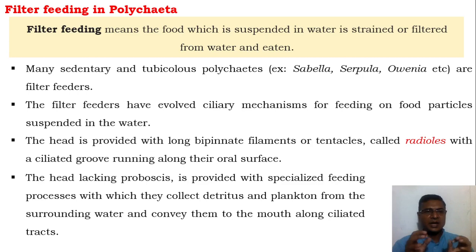Here, the head lacks the proboscis, the extended part of the head, which is totally absent, while the head is provided with specialized feeding processes with which they collect the detritus material as well as microorganisms, even the plankton present in the surrounding water, and convey that trapped food material toward the mouth along the ciliated tract. On the filter feeding basis, there are two different types.